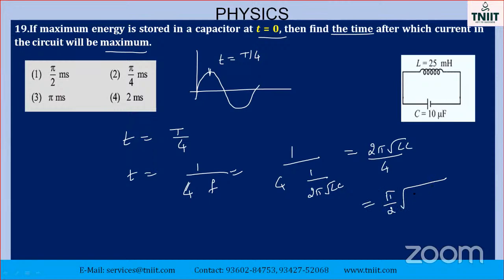L value is given as 25 milli and 10 microfarad, 10 into 10 power minus 6. So this is pi by 2. 25 into 10 will be 250. Or do one thing, 10 power minus 3, 10 power 1 is 10 power minus 2. 10 power minus 2, 10 power minus 6 is 10 power minus 8. So this can be taken as 5 into 10 power minus 4.